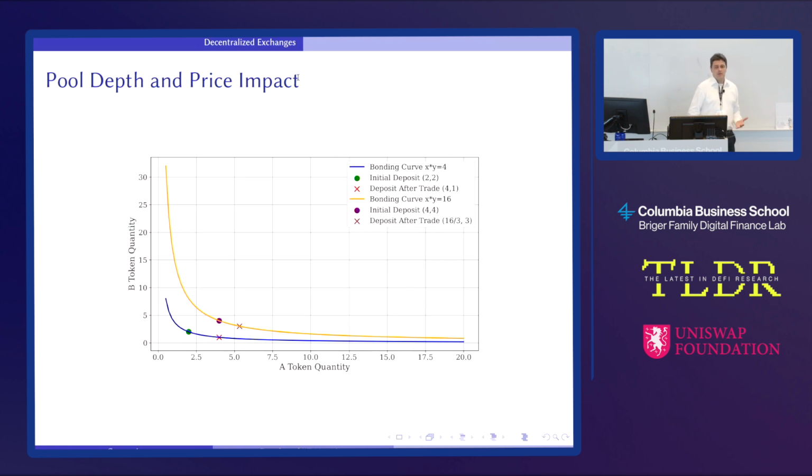So if you have a very deep pool, which corresponds to this green-yellow line in this graph, you see that if you trade the same quantity, you will pay a smaller price compared to when you have a shallower pool, which corresponds to the blue curve. So just to recap, convexity of the pricing curve and depth of the pool are two key determinants of the price impact of the trade.